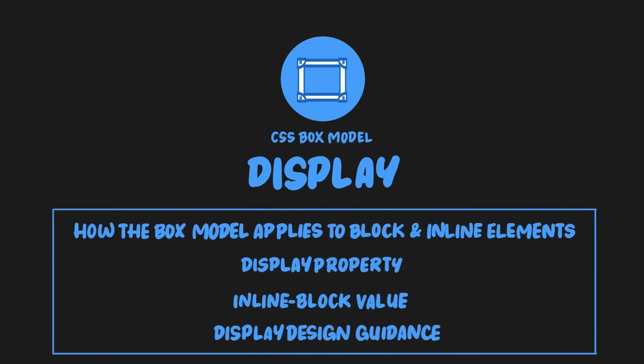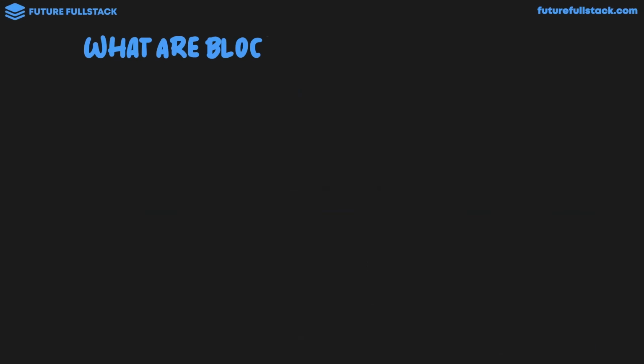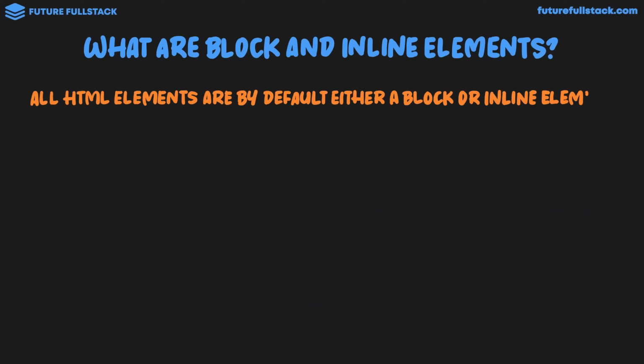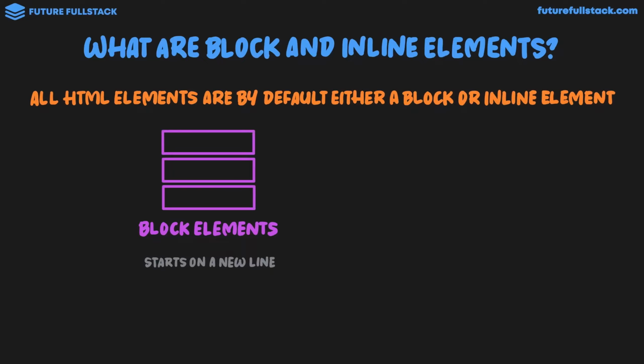So before we start looking at the display property, I want to do a quick refresh on what are block and inline elements. All HTML elements are by default either a block or inline element. Looking at block elements first, their main feature is they always start on a new line, and we can represent them like this. They also take up the full width of a page. And here are some common block elements.